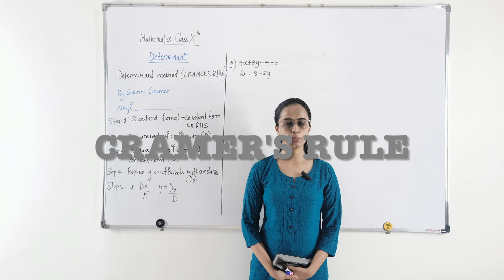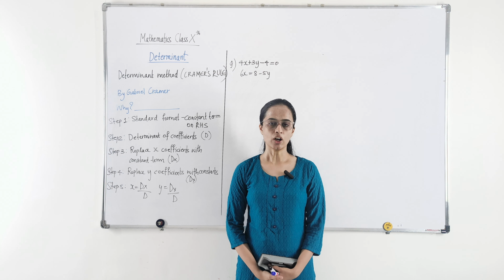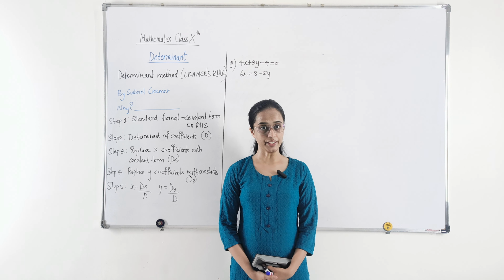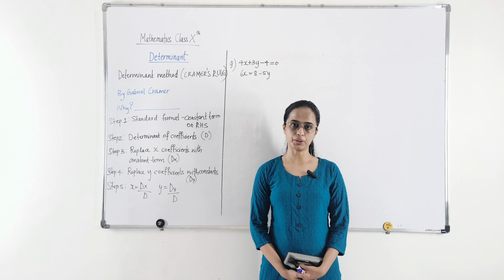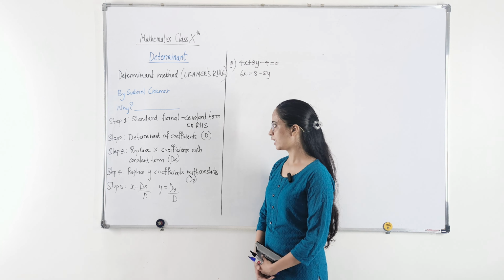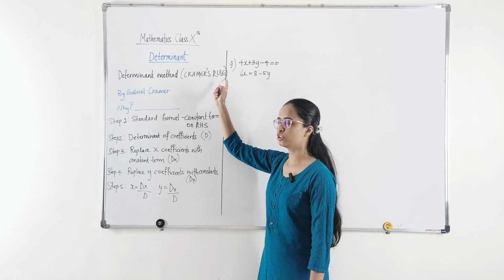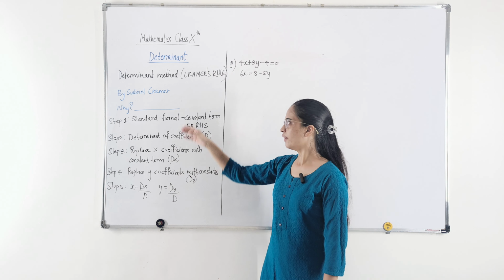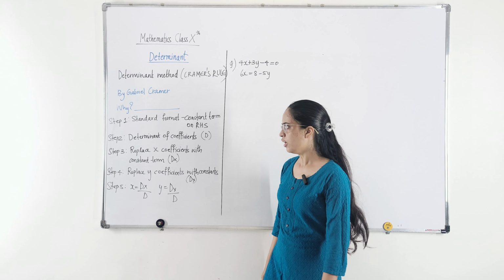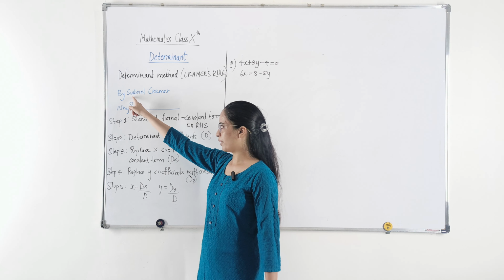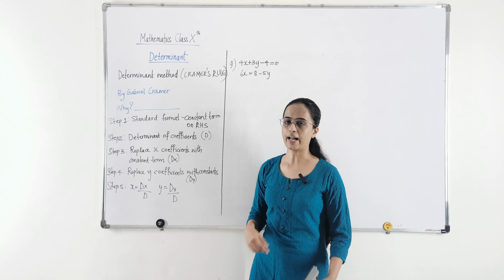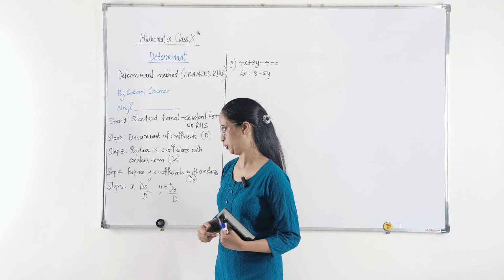In today's class, we would be learning how to solve the pair of simultaneous equations or linear equations in two variables using the concept of determinants. So here we would be specifically learning the determinant method, which is also called the Cramer's rule. Now, why is it called the Cramer's rule? Because it was given by a mathematician, Gabriel Cramer, and that is why it is called the Cramer's rule.